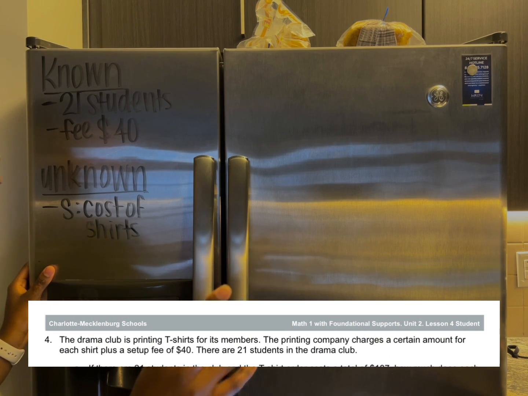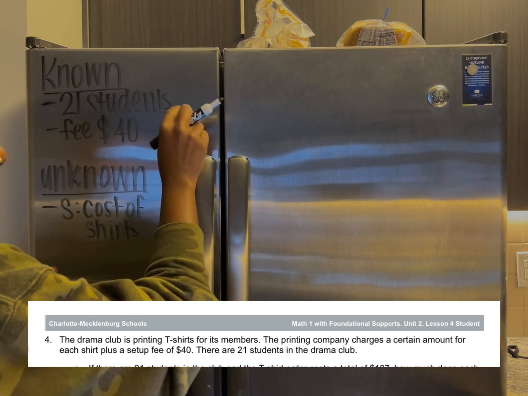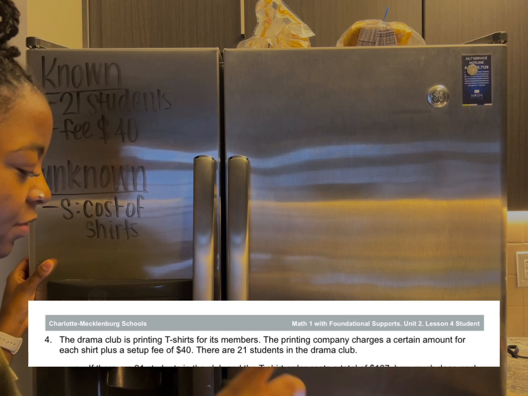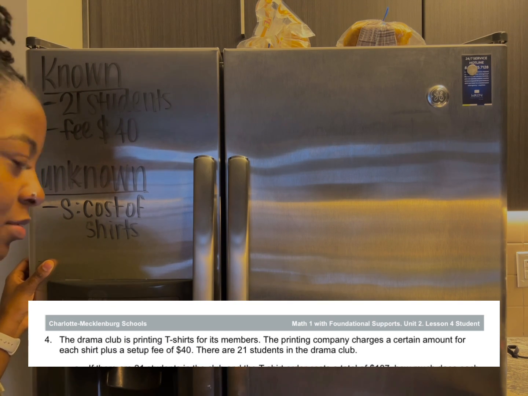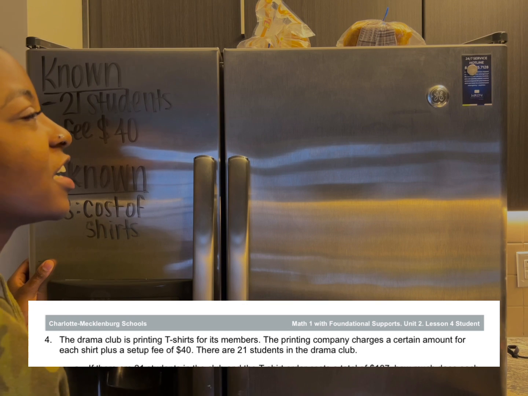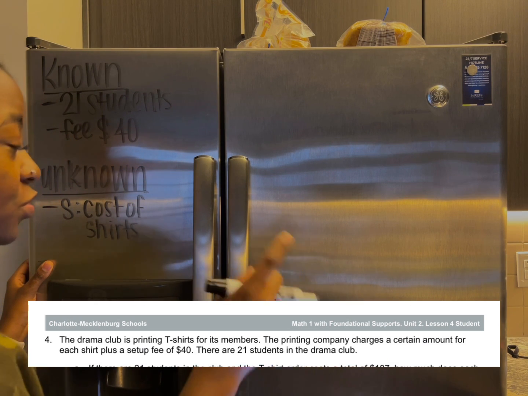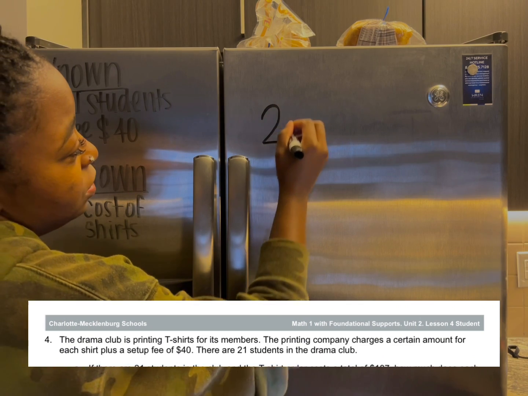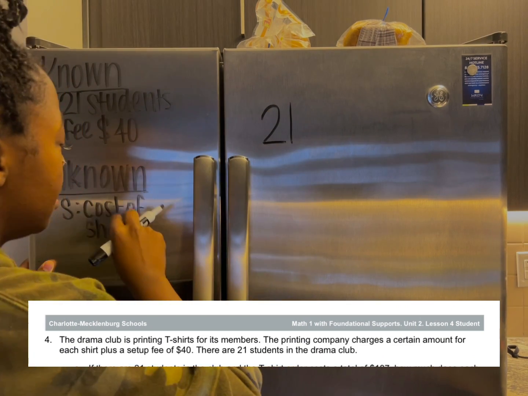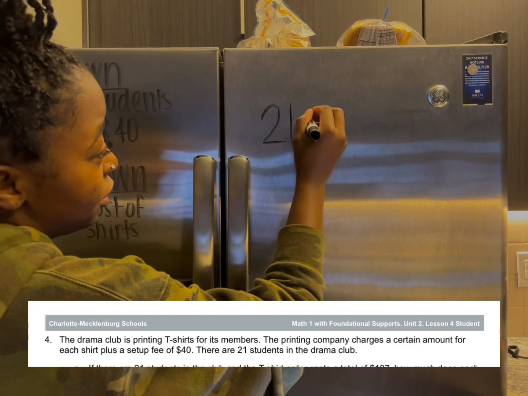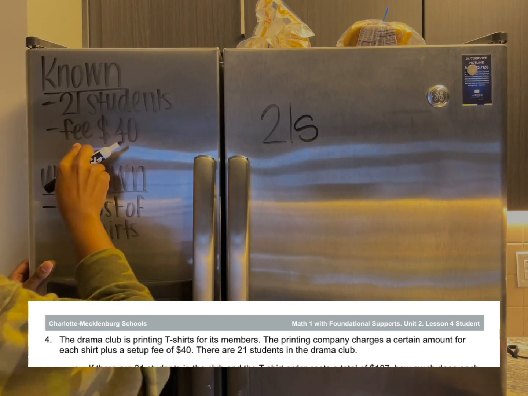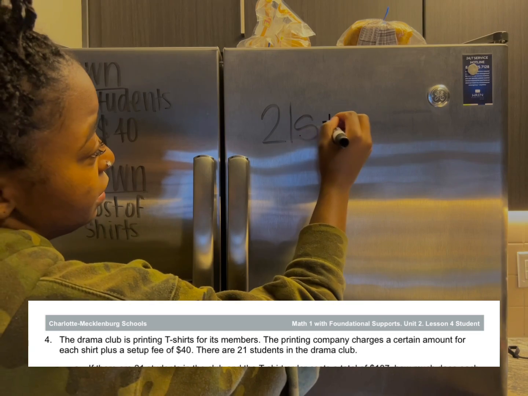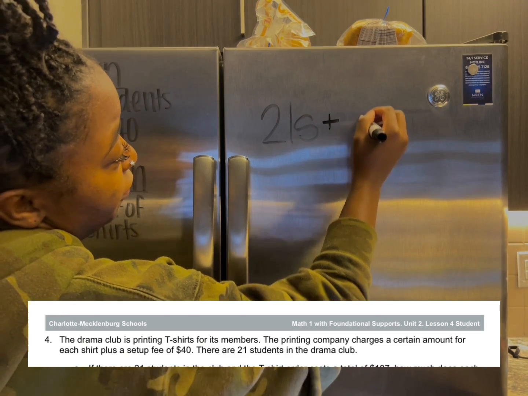Now, 21 students and each of them needs a shirt. Students each need a shirt. Each tells me to multiply. 21 students each need to pay for a shirt. Plus, which they told us in the problem, plus a $40 fee.